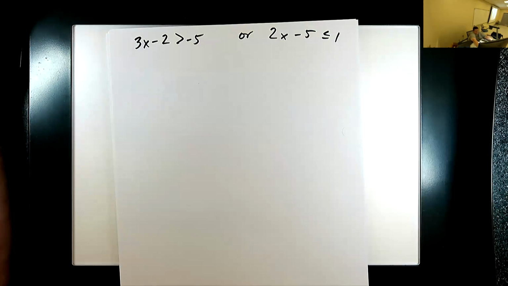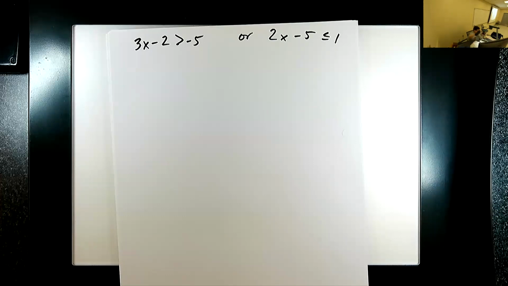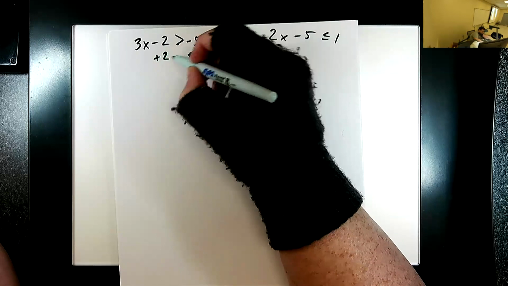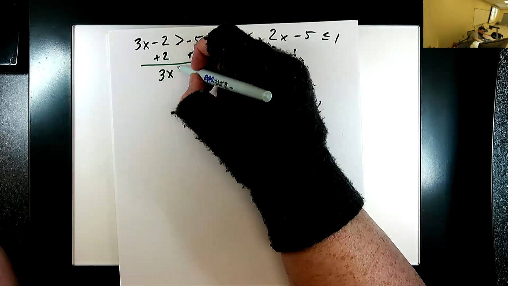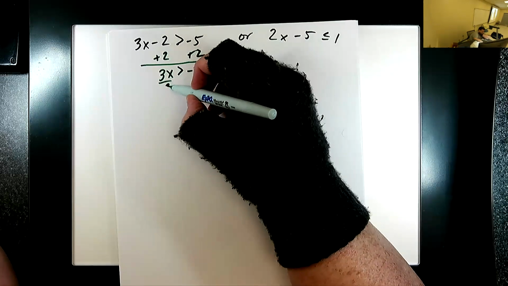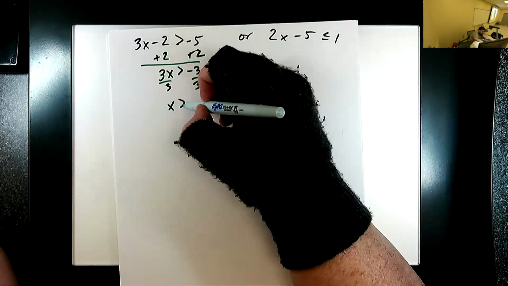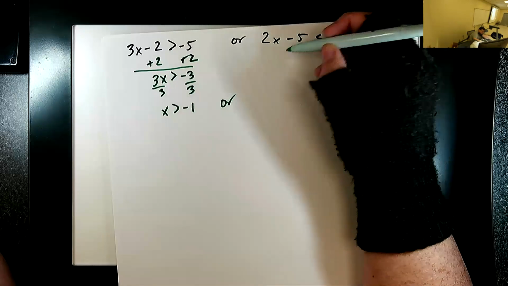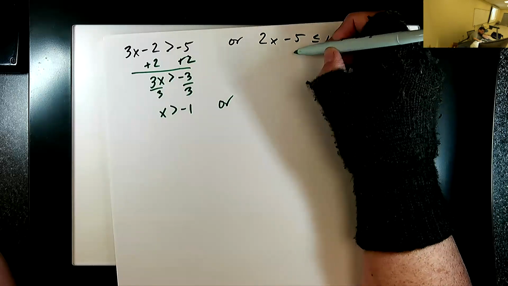3x minus 2 is greater than -5, or 2x minus 5 is less than or equal to 1. All right, so if we solve these, I'll add 2 to both sides here, and I get 3x is greater than -3. And if I divide by 3, I get x is greater than -1. And I have my or. I have 2x minus 5 is less than or equal to 1.